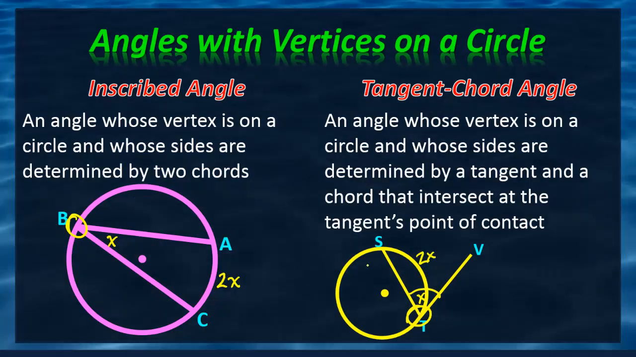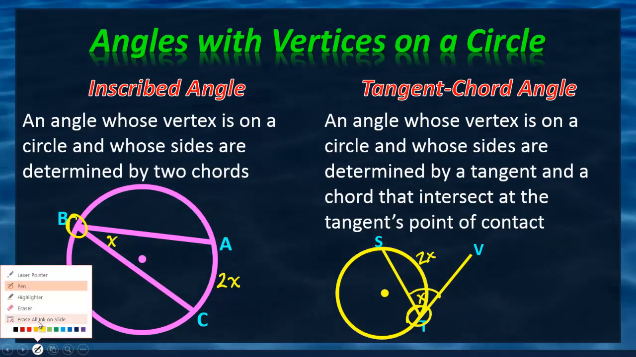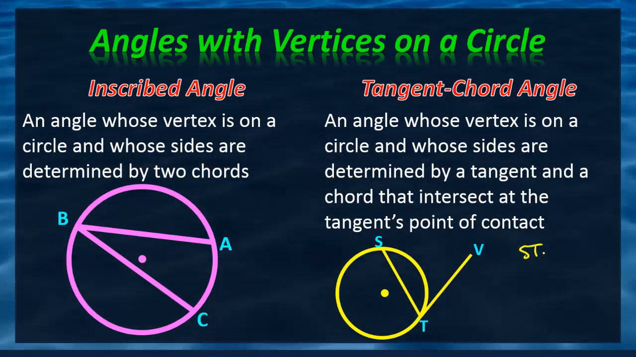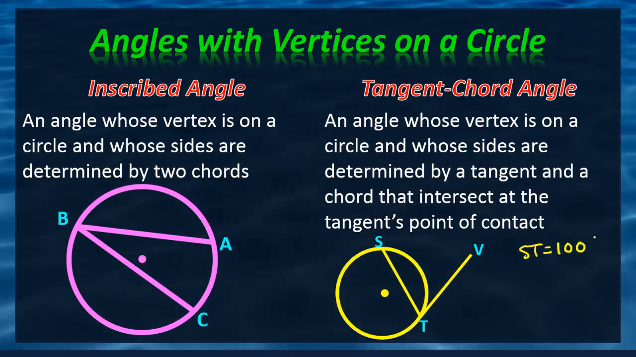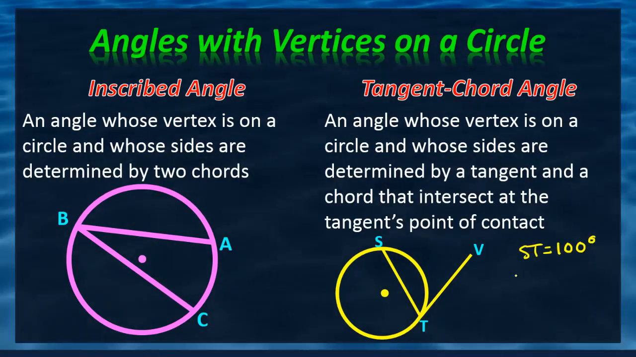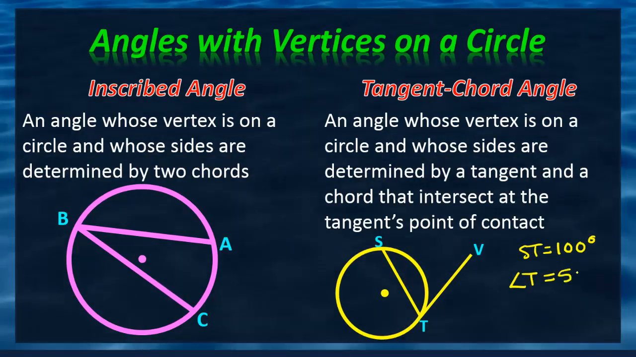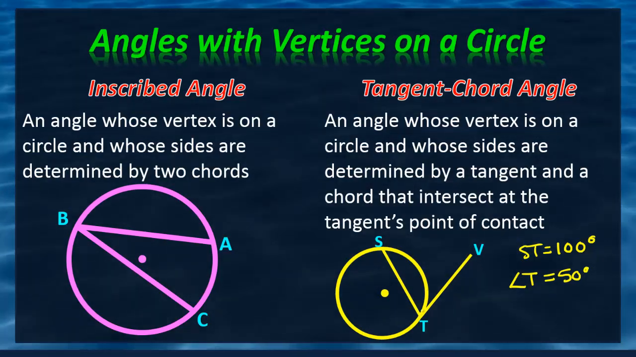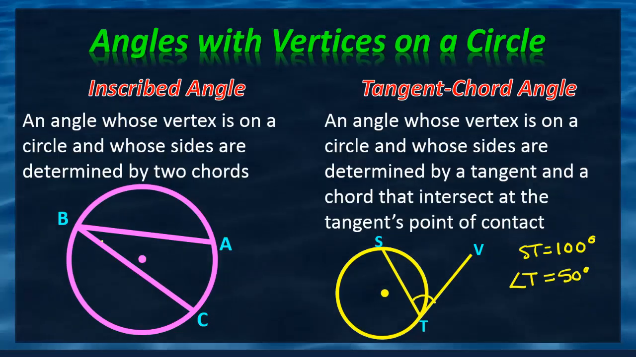So a good example would be if this arc here, let me get rid of the ink for you. So let's say this arc here, ST, equaled, let's say 100 degrees. Okay, that would mean that angle T would equal 50 degrees. So hopefully that makes sense. So this arc here would be 100. This angle would be half that at 50.